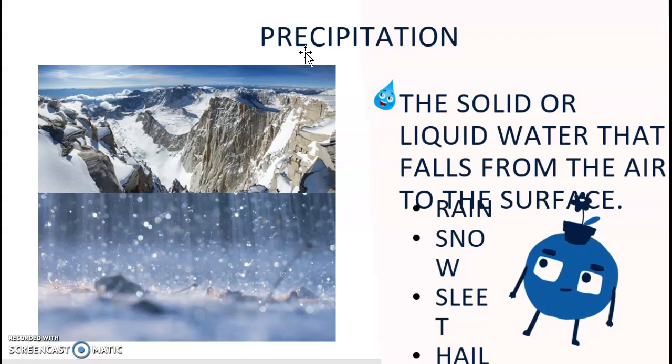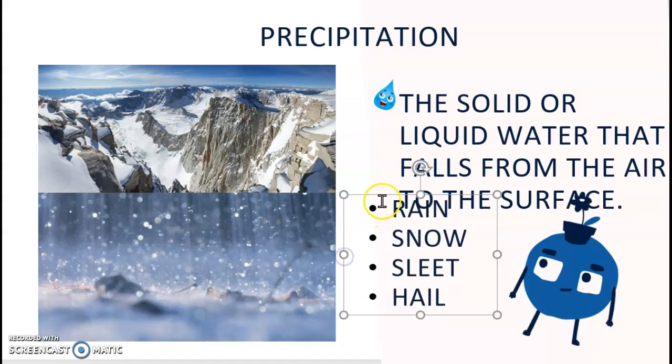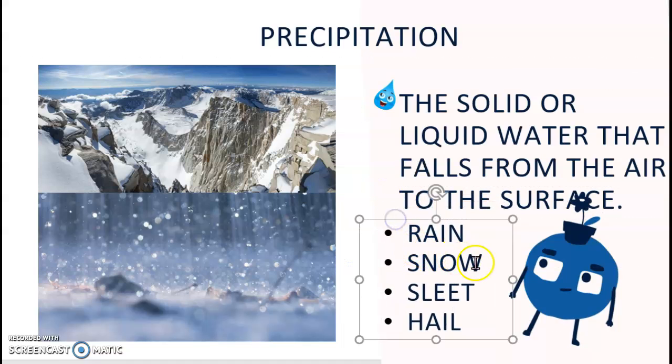So precipitation is when the solid or liquid water falls from the air and moves to the surface. Examples of this are rain, snow, sleet, and hail.